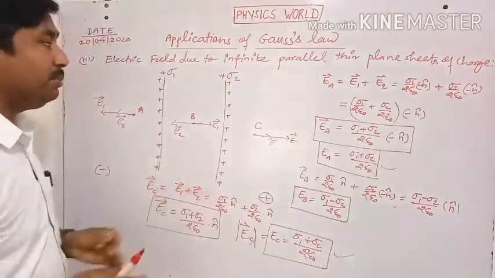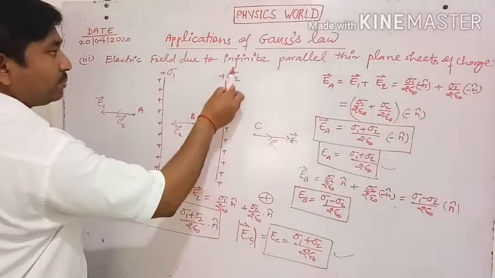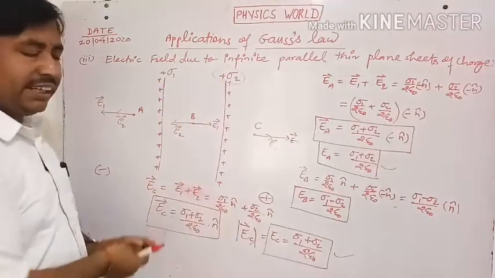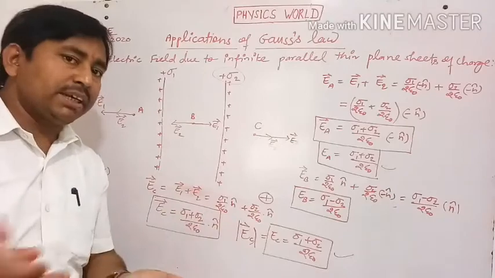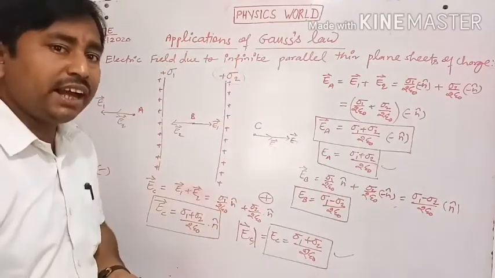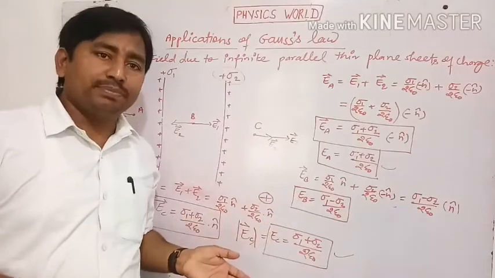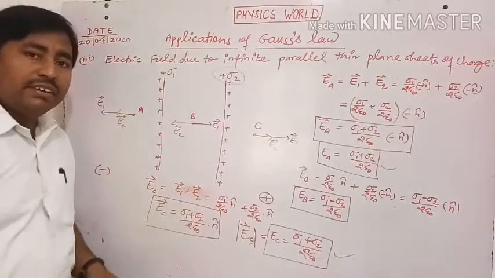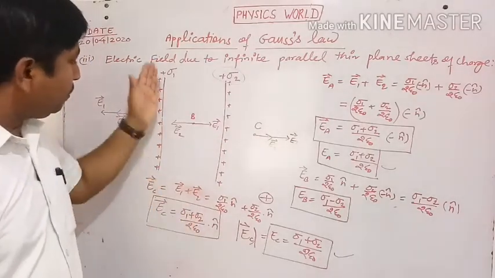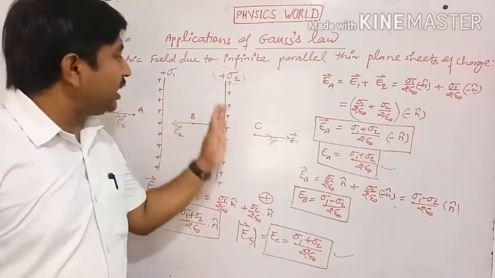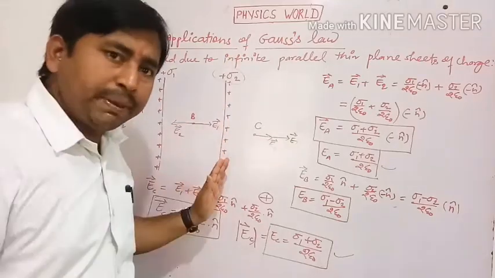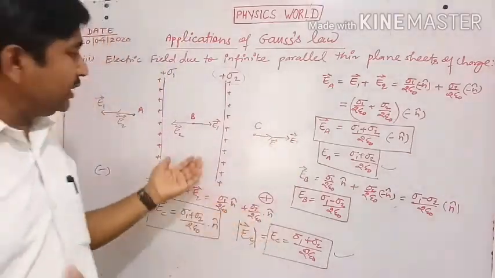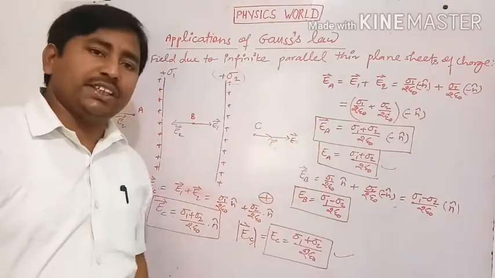If we consider the sign of the charges present on the second plane sheet, that is, if we take both plane sheets as negative, then what will be the condition? The direction of the electric field will be just reversed, and you can easily obtain the formula for EA, EB and EC. So if we take one plate as positive and the second one as negative, then the electric field due to the first plate is always just outward, and the electric field due to the second negative plate will be just inward. If you apply this formula, then you can easily obtain the value of EA, EB and EC.